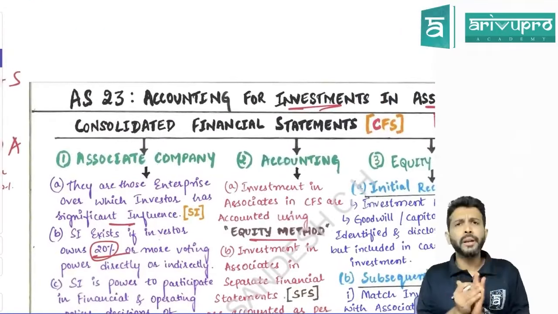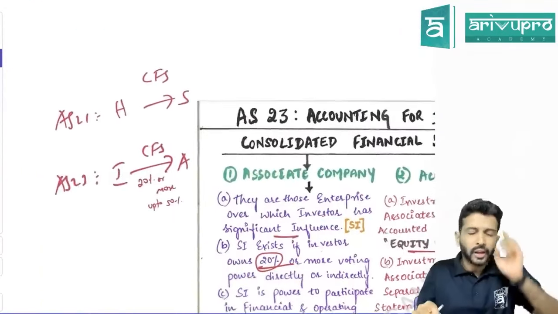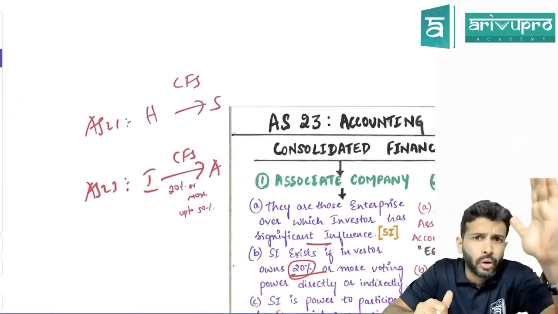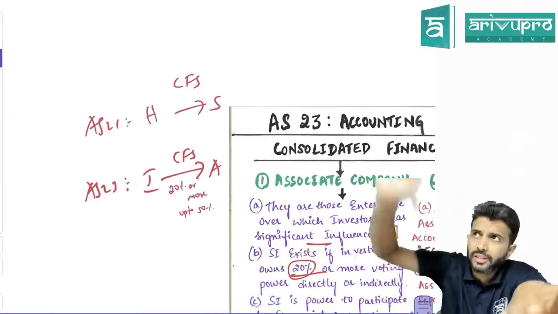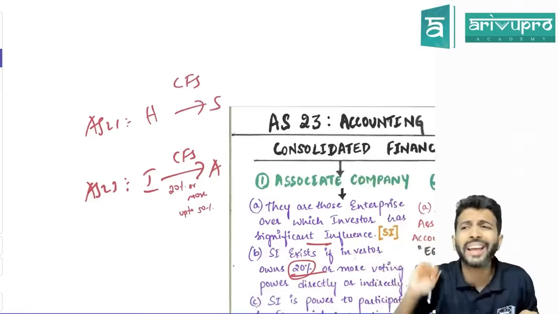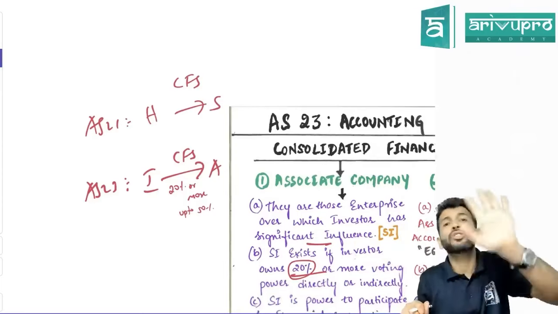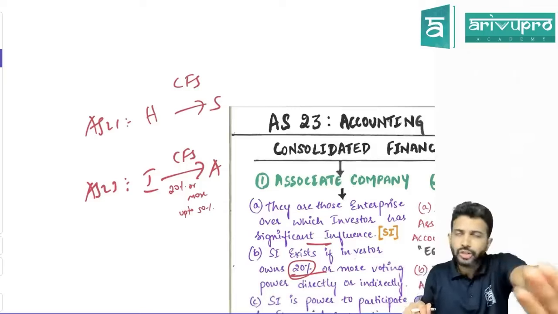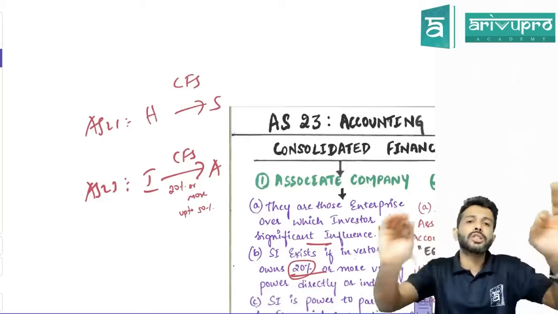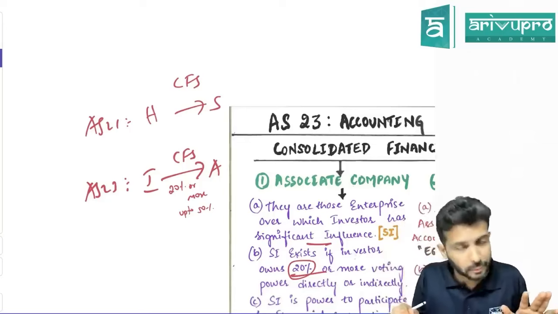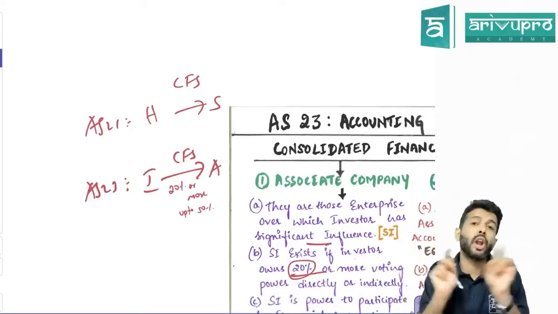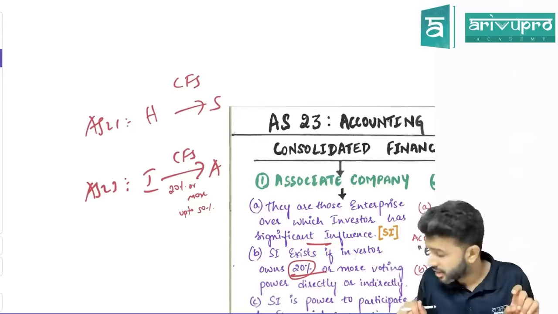So this is very simple. In normal consolidation, what you used to do, just now we did: you take all the assets and liabilities of the holding company, take all the assets and liabilities of the subsidiary company, and add them 100%. You go on adding. But if it is an associate company, the assets and liabilities will not be shown in the consolidated financial statement. I'll repeat this: the associate company's assets and liabilities will not be shown in the consolidated financial statement.